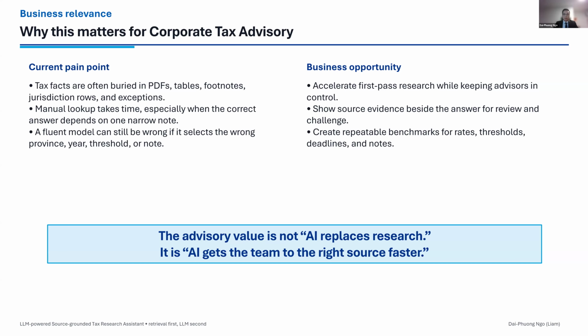I would like to develop a tool that narrows the search space, shows the supporting source, and helps the advisor validate the conclusion. That is where this prototype fits. It speeds up first-pass research, but keeps human review in the loop and professional judgment at the center.